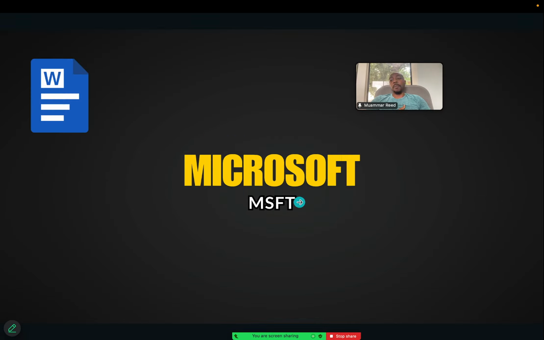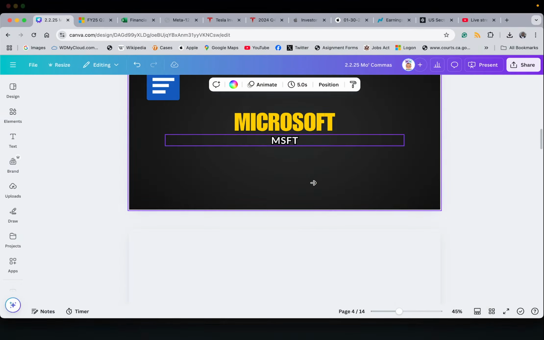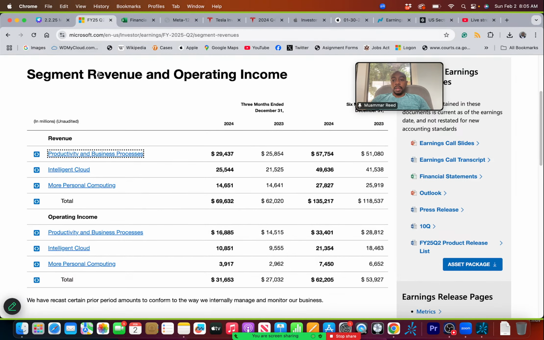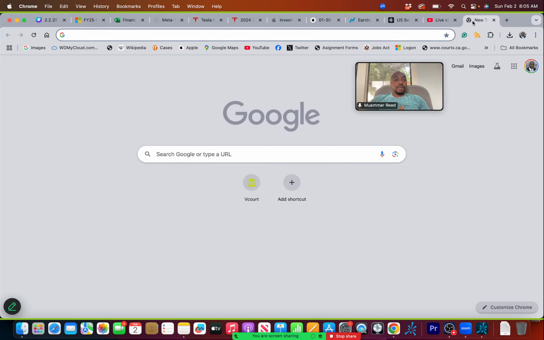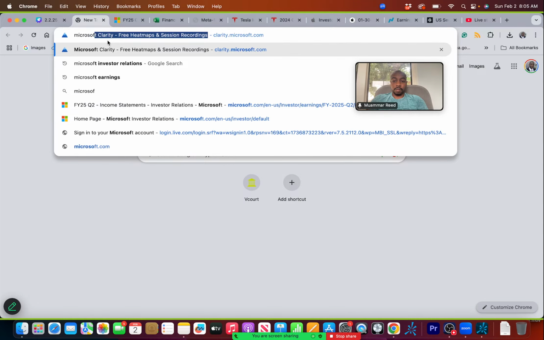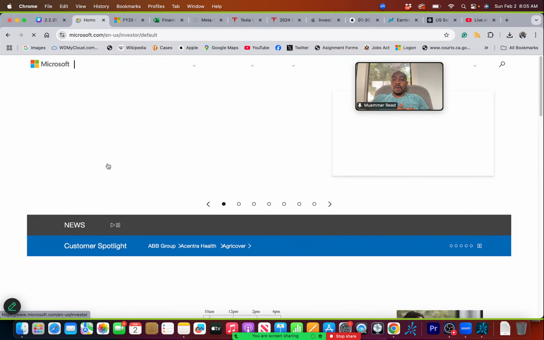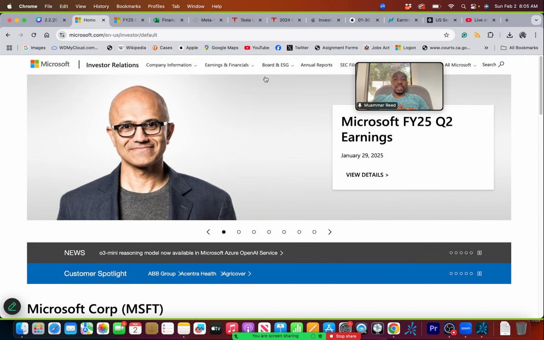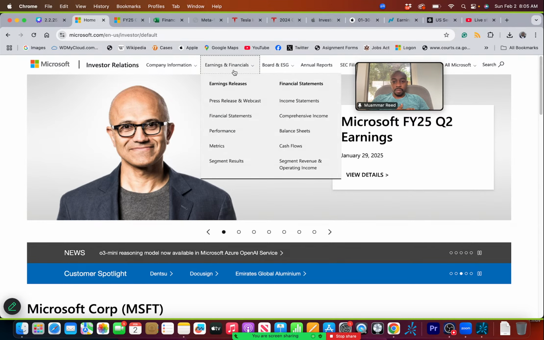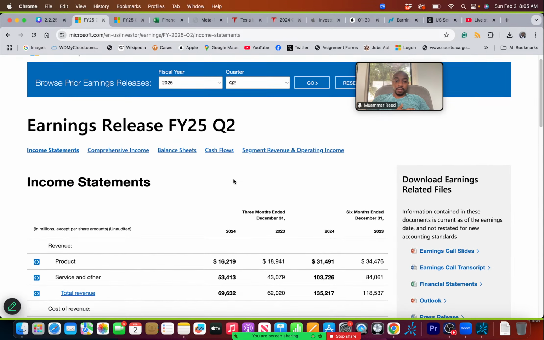So we're going to start with Microsoft. Microsoft reported, I think it was Tuesday or Wednesday last week. And just to give you some insight of how I would do that, I would type in Microsoft investor relations and then click on investor relations, and then I would go to the earnings and financials tab here, right? And go to income statements.